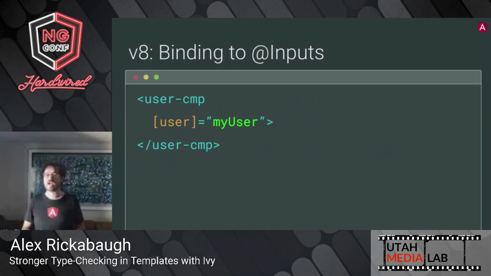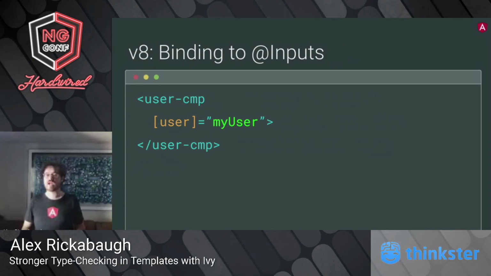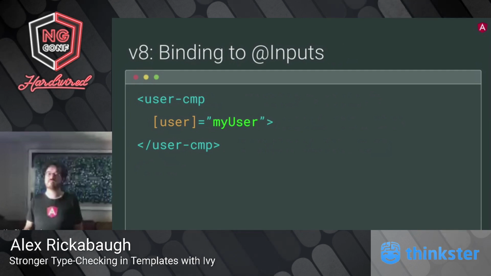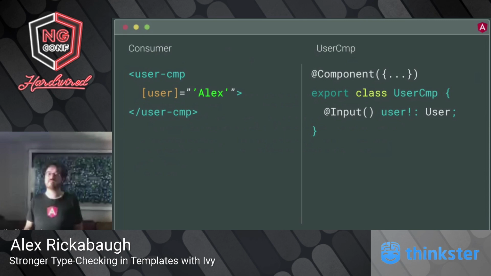So one of the main differences between the previous type checking and strict templates is the check for assignability of inputs. In this template, we're invoking a component called userComponent, and we're passing in an expression, myUser. Previously, the type checker would verify that the expression was correct and that the input, user, exists, but it wouldn't actually check that the expression was compatible with the input. And so if you did something like pass in a string instead of the interface type that it expects, this would not be caught by the type checker, and this would probably crash at runtime.